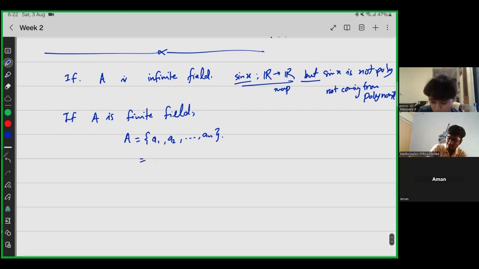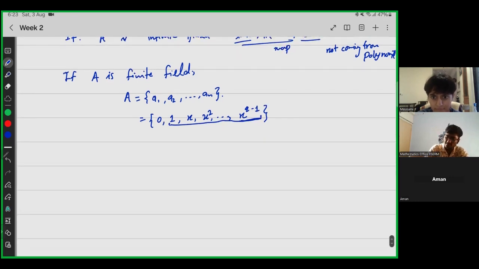Yeah, you are right. So it can be written as 0, because we have to add 0. 0 is in that A. Other than 0, x, x squared, up to x to the power q minus 1. Q is a prime power. The field can be any prime power; p is not there. After that, if you multiply x with itself, it will become 1. So this much is cyclic. Okay, nice.